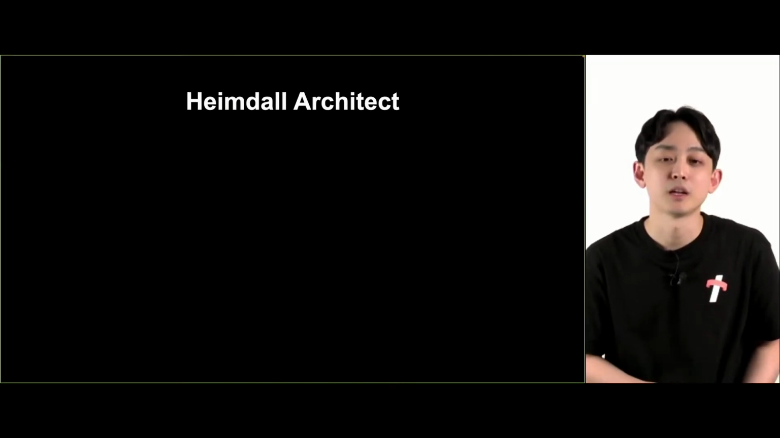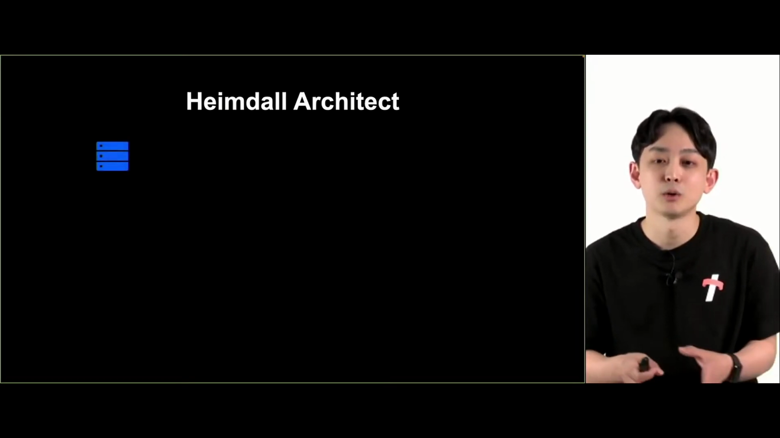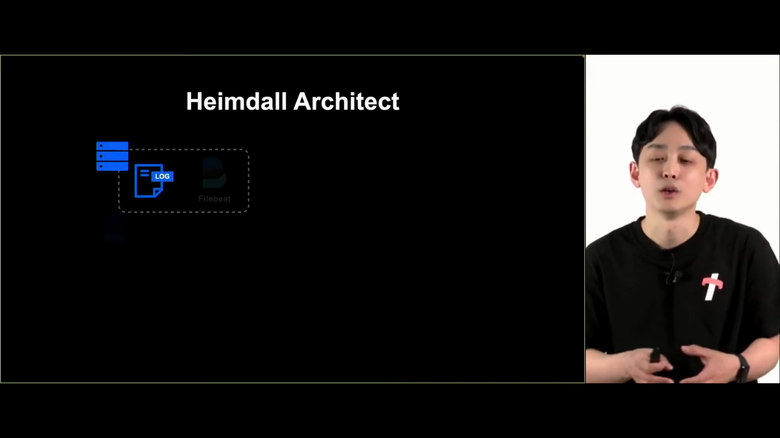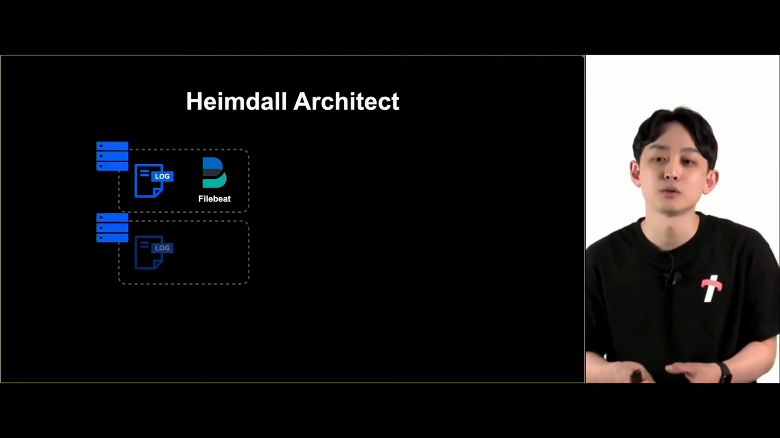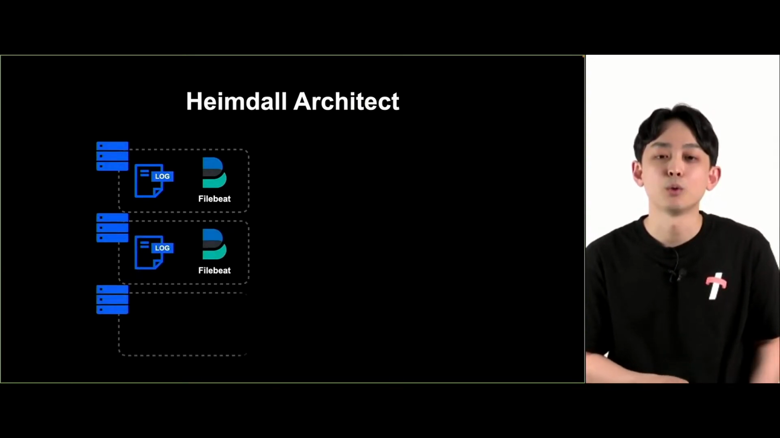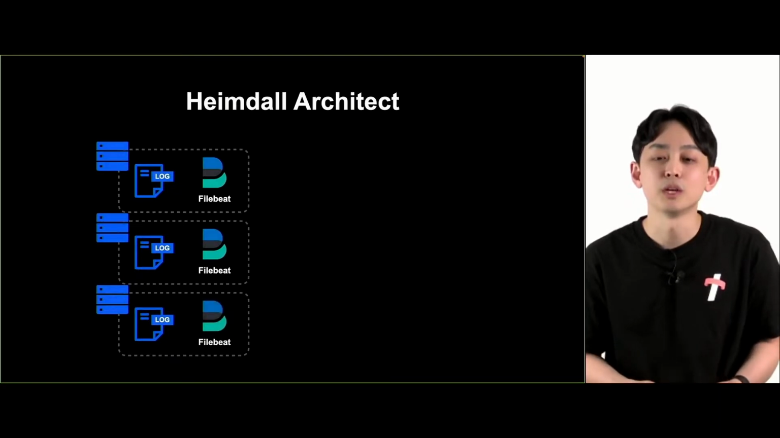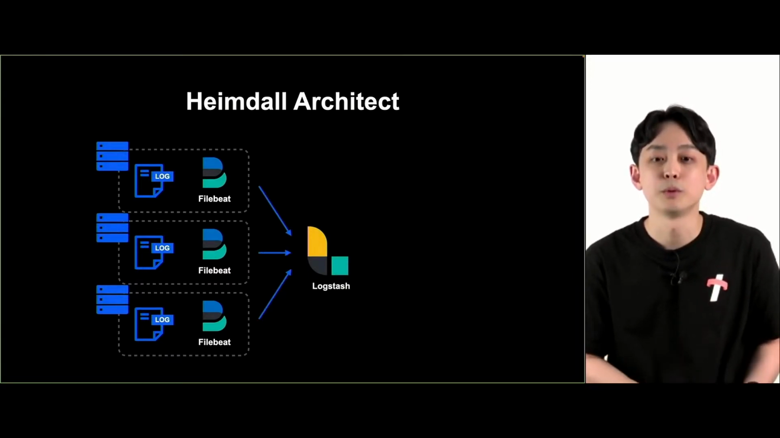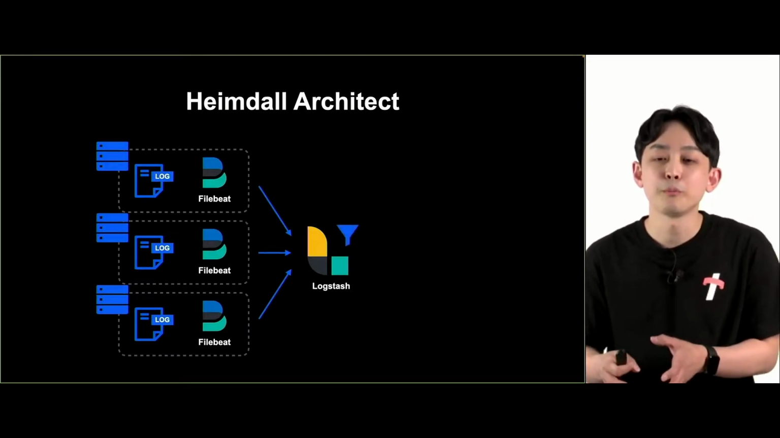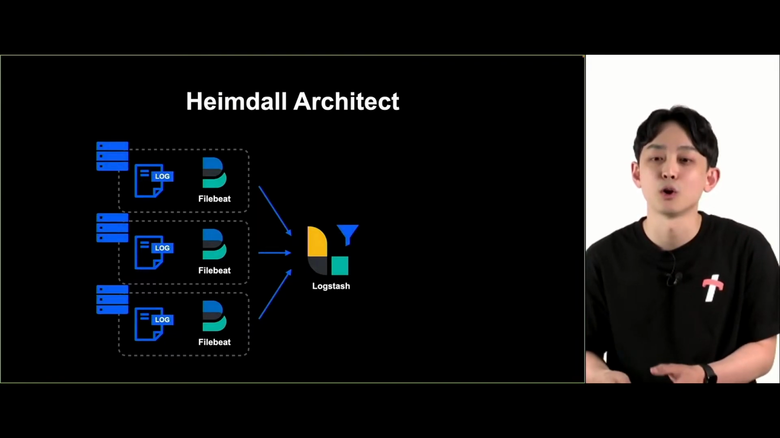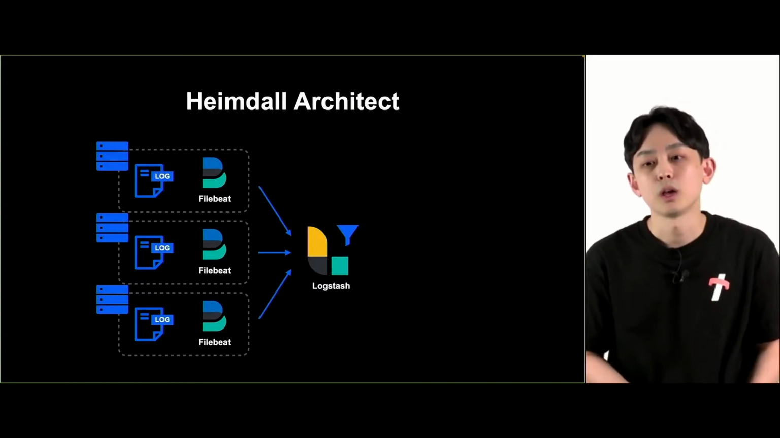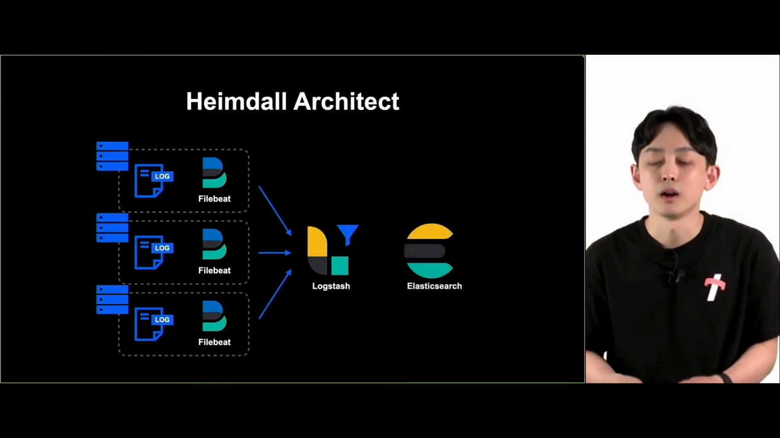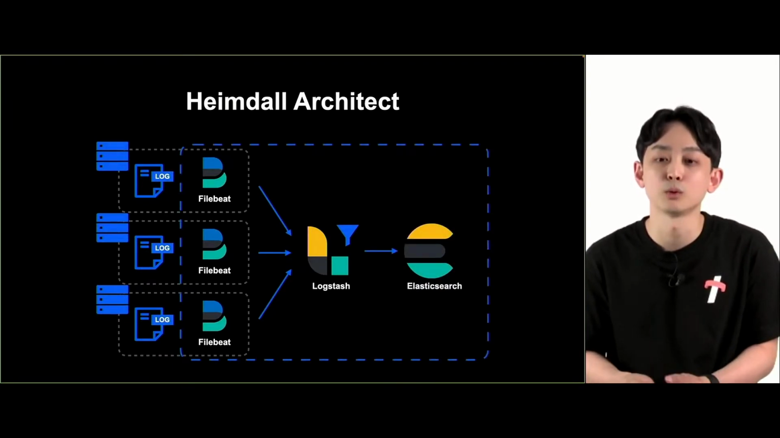So let's have a look at the overall structure of Heimdall. Heimdall connects the nodes, Filebeat, Logstash, and Elasticsearch to cover the whole process. With test automation, the logs generated from multiple nodes are forwarded to Logstash through Filebeat, and Logstash sorts out unnecessary data and refines the data. And the refined log data is loaded on Elasticsearch, and the logs can be searched.